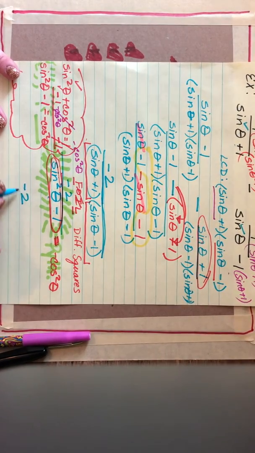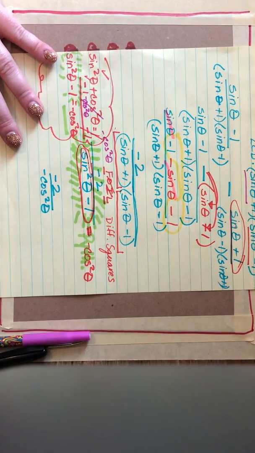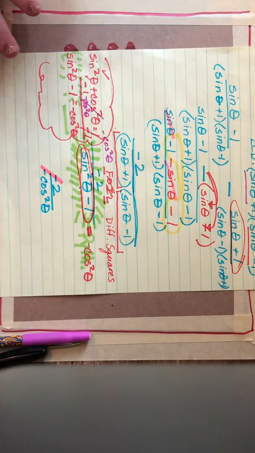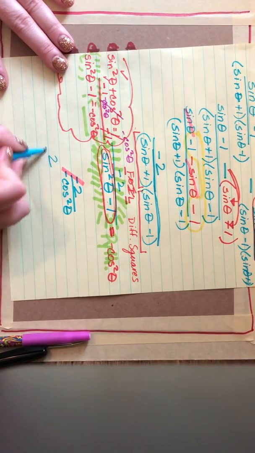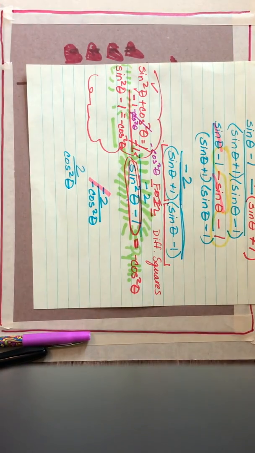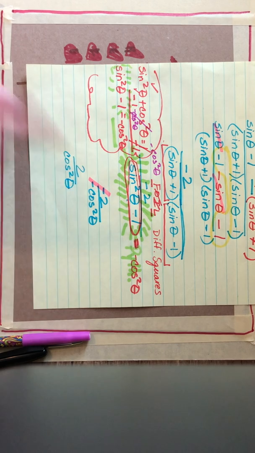So we get -2 over negative cosine squared theta. Okay, oh my gosh, look, it just keeps getting smaller. What else can we do to make this smaller? The negatives can cancel, sure enough, and you get 2 over cosine squared theta. Okay, now is there anything else we can do to make this smaller? You would say no, but I want to try and take this fraction and turn it into one big whole, like a whole number, like a whole thing.